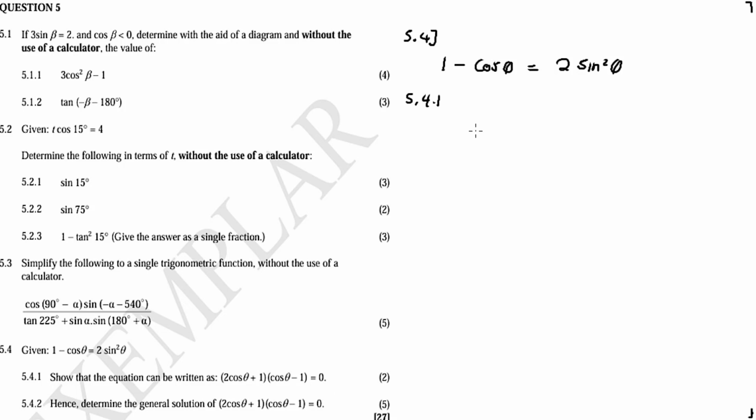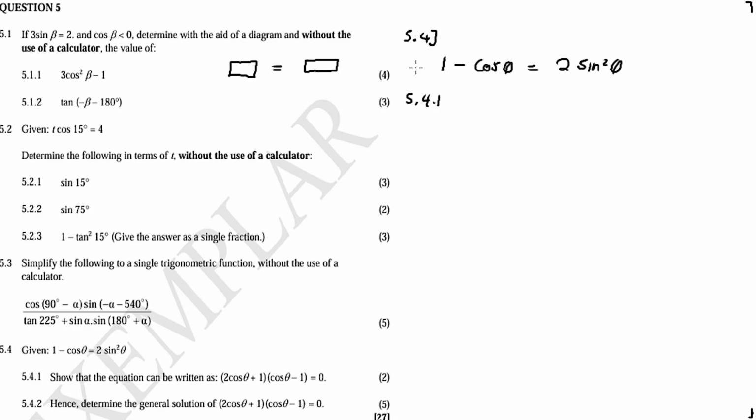When you want a general solution, the first thing to do is simplify. But when you simplify, your target is just to get it to a trig ratio equal to some value.